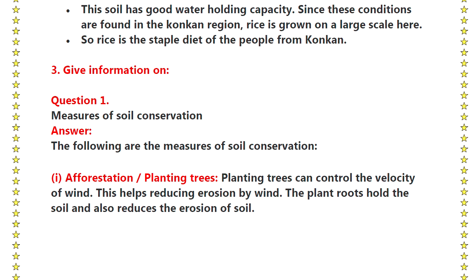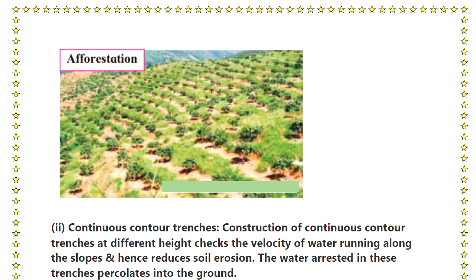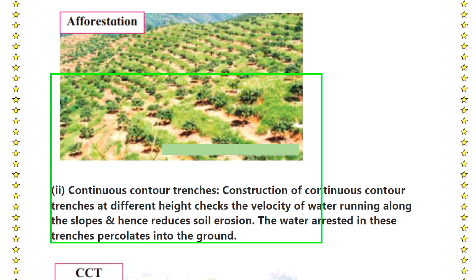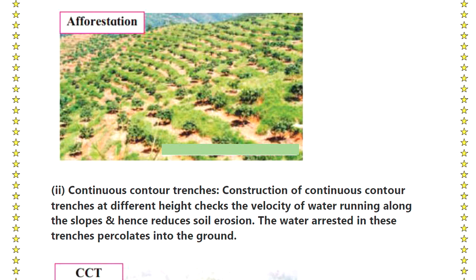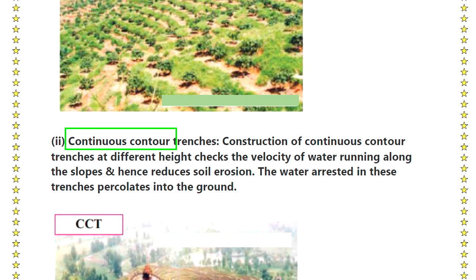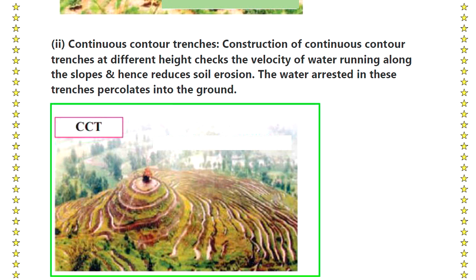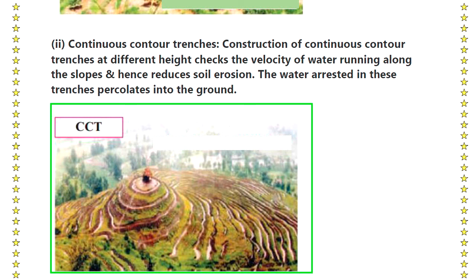Next, this picture is an afforestation picture. This shows afforestation. Next, second is continuous contour trenches. Construction of continuous contour trenches at different heights checks the velocity of water running along the slopes and hence reduces the soil erosion. The water arrested in these trenches percolates into the ground. And here this next picture is a CCT, that is continuous contour trenches.